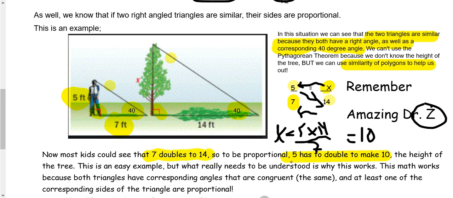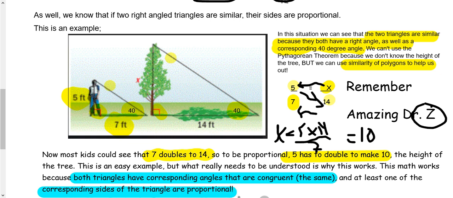So we can find the height of the tree, and that's an easy example, but what really needs to be understood is why this works. This works because both triangles have corresponding angles that are congruent, which means the same. And at least one of the corresponding sides are proportional. So in a way, it's a key that it works because the angles are the same and the sides are proportional, which means they grow by the same amount.